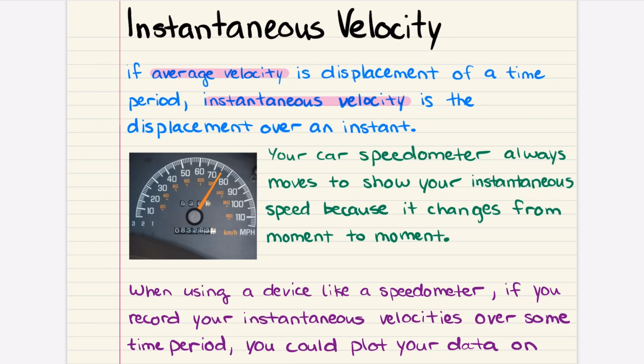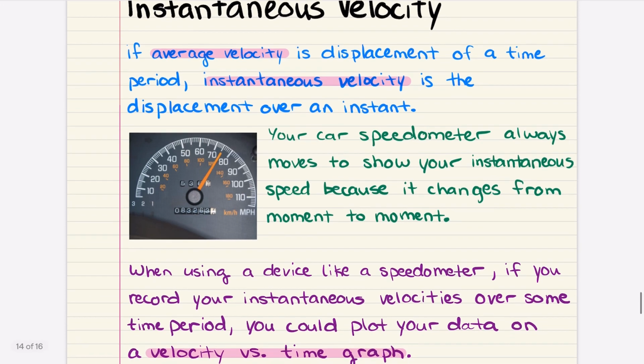Instantaneous velocity is a little bit different from average velocity. If average velocity is displacement over some time period, instantaneous velocity is the displacement over an instant. Your car speedometer is always trying to show you your instantaneous velocity, and it's always changing because your instantaneous velocity changes from moment to moment.